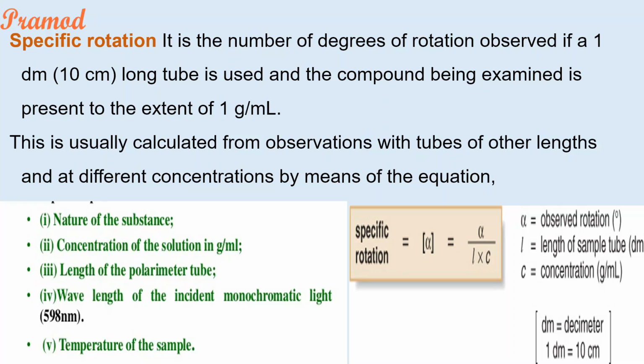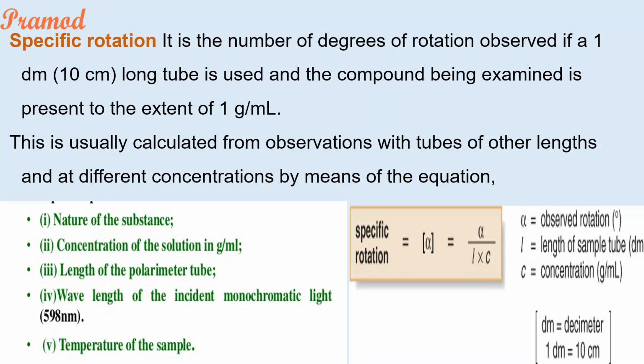Very important. This is usually calculated from observations with tubes of other lengths and different concentrations by means of this equation. If you want to keep it at a different concentration, we can also do it, but we have to put it into this particular formula. So what is specific rotation? It is denoted by alpha in square brackets. What is alpha? Degree of rotation. And if it is written in square brackets, then it is known as specific rotation, and it is given by the formula alpha divided by L times C, where alpha is the observed rotation, L is the length of the sample tube in decimeters, and C is the concentration in grams.